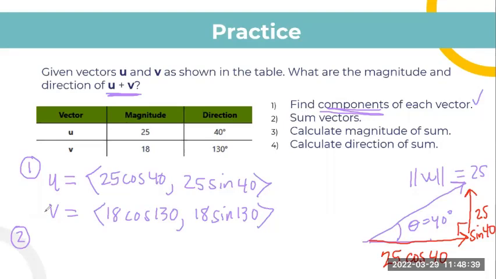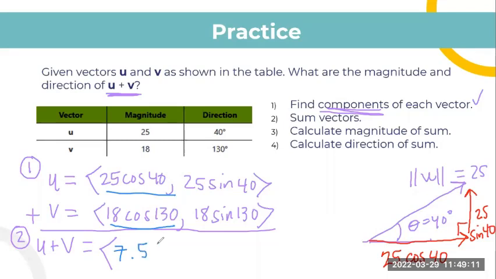Step two is I add them. I find the sum of u plus v. And remember, we only add the like terms. So if I'm adding my horizontal components, I'm going to put in my calculator 25 cosine of 40 plus 18 cosine of 130. All of these are degrees, so my calculator's in degree mode. And when I do that, I get a decimal of 7.581. And then to add my y components, I take 25 sine of 40 plus 18 sine of 130. And again, that will give me a decimal of 29.858. So that's step two. I've summed the vectors.